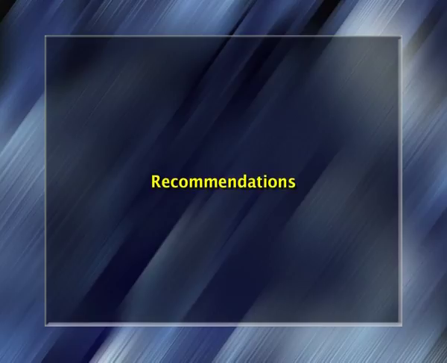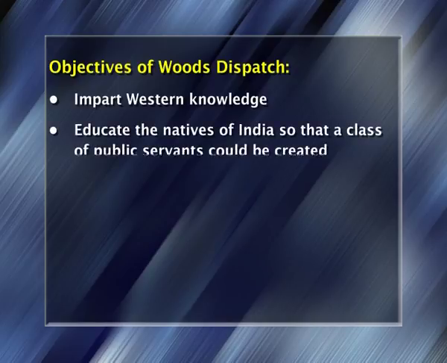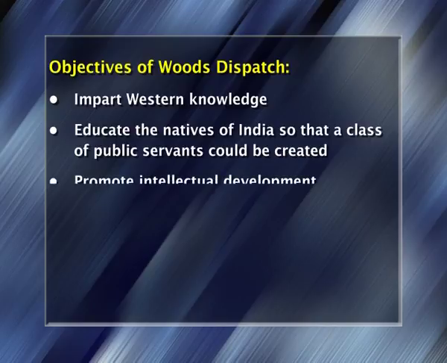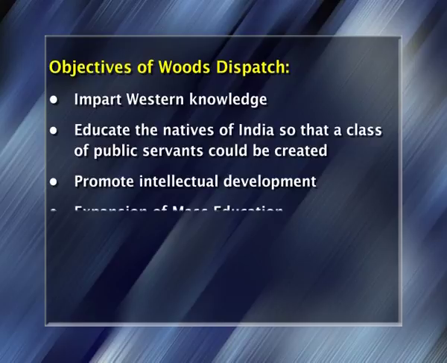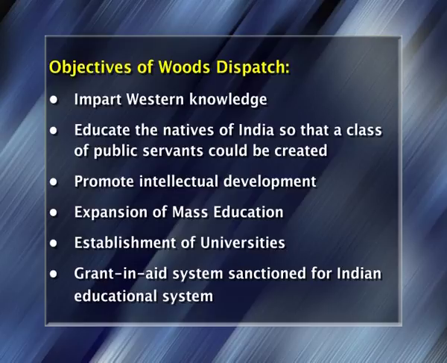Now, the recommendations. Wood's Dispatch is a long document of 100 paragraphs and deals with various aspects of great educational importance. The dispatch had the following objectives in view: to impart Western knowledge, to educate the natives of India so that a class of public servants could be created, to promote intellectual development, expansion of mass education, establishment of universities, and grant-in-aid system sanctioned for the Indian educational system. Now, Hunter Commission.